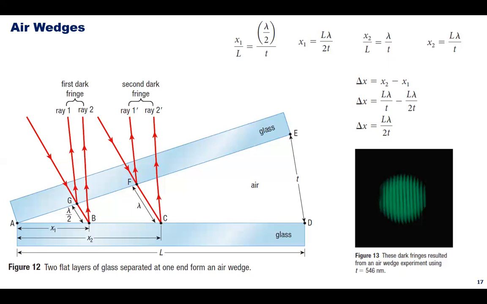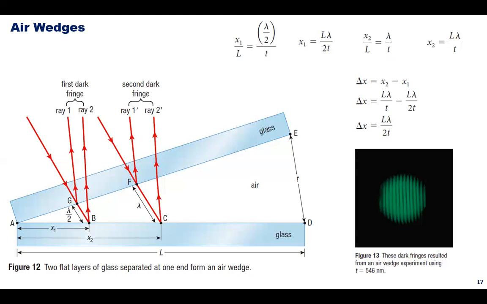At point G, a light wave traveling through the first glass layer reaches a boundary where the index of refraction for air is less than that for glass. So light that reflects at point G has no phase change. The same reasoning applies at point F. The reflection of light at points B and C, however, undergoes a phase change of 180 degrees. The reason is that light is traveling from air into glass, which is more optically dense than air.